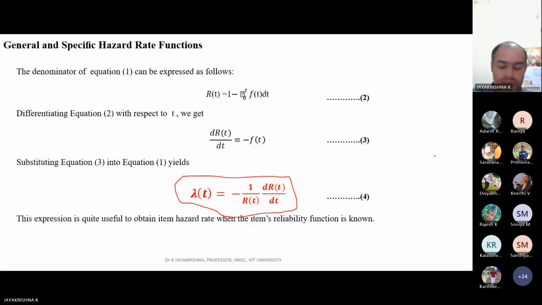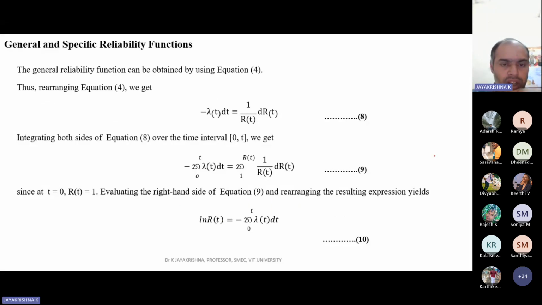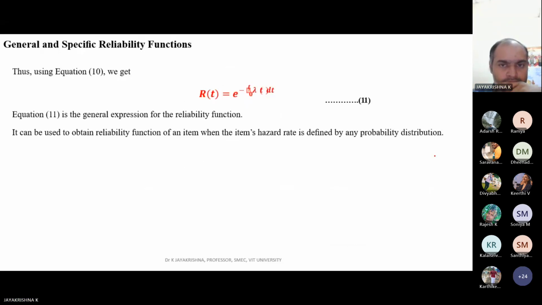Done, sir. Okay. The hazard rate for exponential functions we have to see. This is in the logarithmic scale.